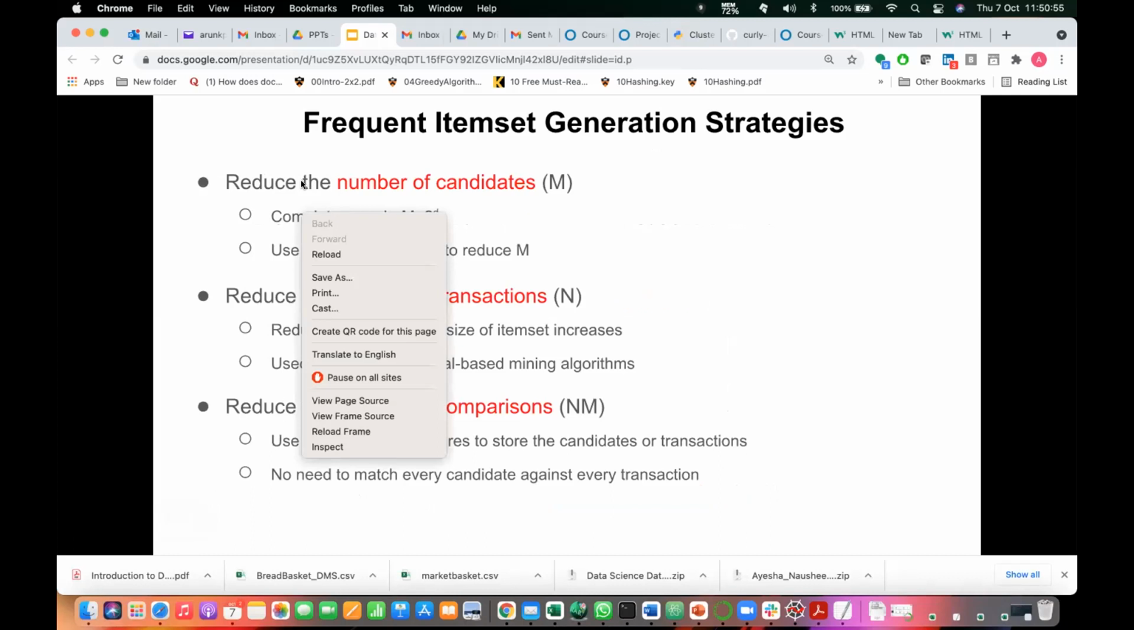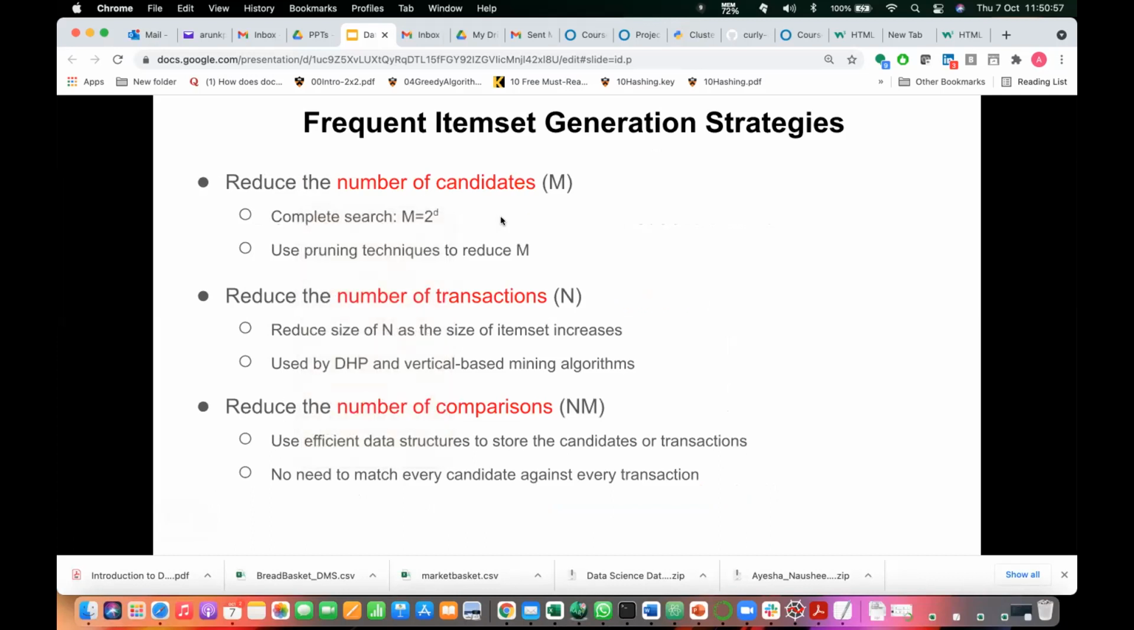Exponential complexity. Whenever it comes to the exponential, then we shouldn't take that approach. Reduce the number of candidates. So instead of taking all possible things, one way is you reduce. Just now I discussed, right?